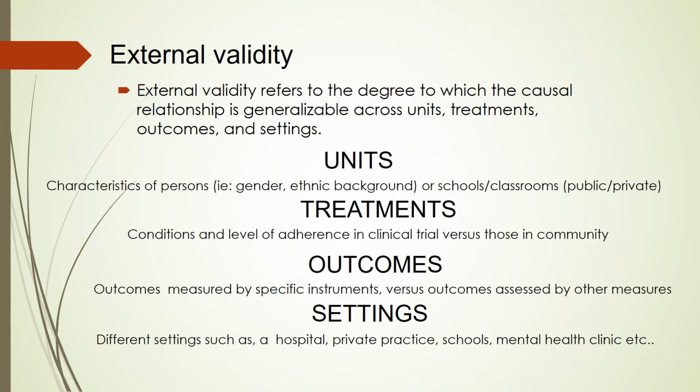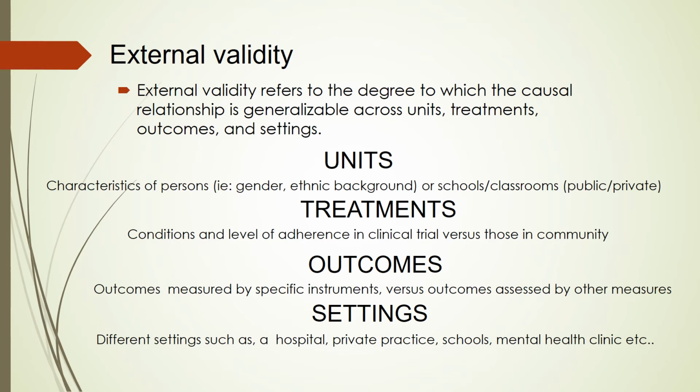And lastly, we come to external validity, which refers to the degrees to which the causal relationship is generalizable across units, treatments, outcomes, and settings. So we see in these 4 areas here, they can cause a threat to the validity. We see under characteristics of persons, it could be a difference in gender or ethnic backgrounds, or schools, classrooms, it could be public or private school.